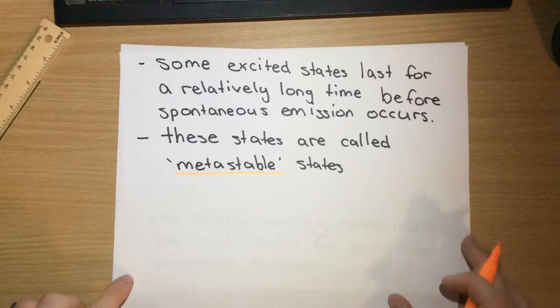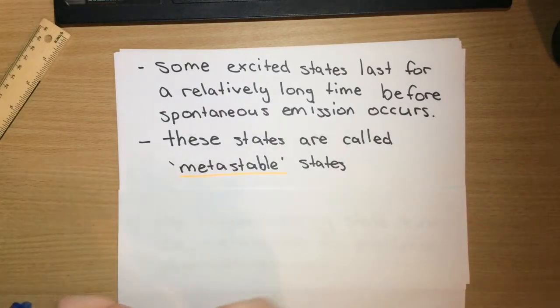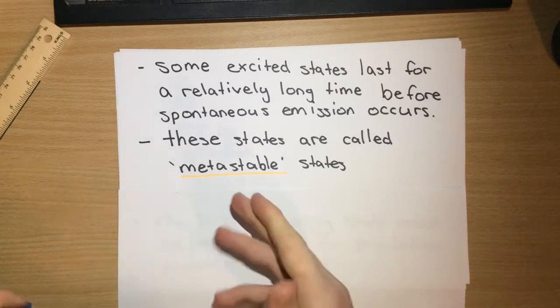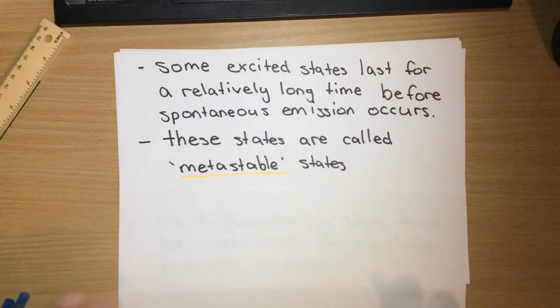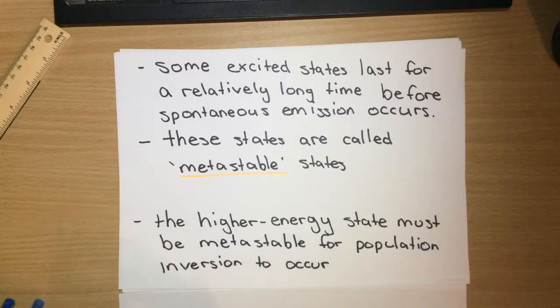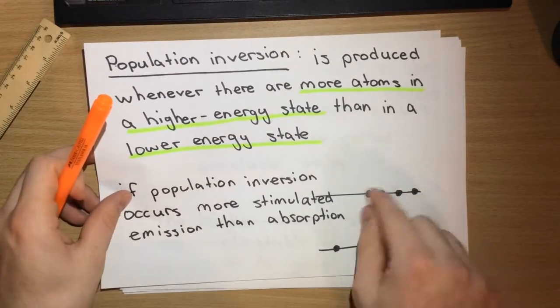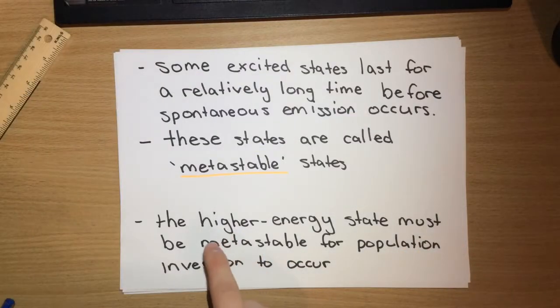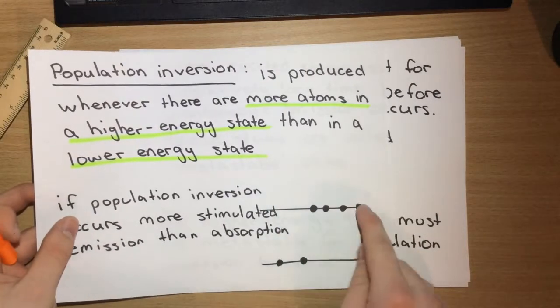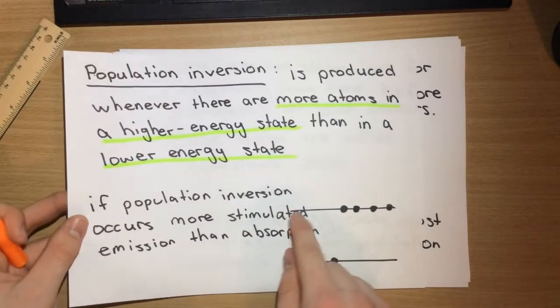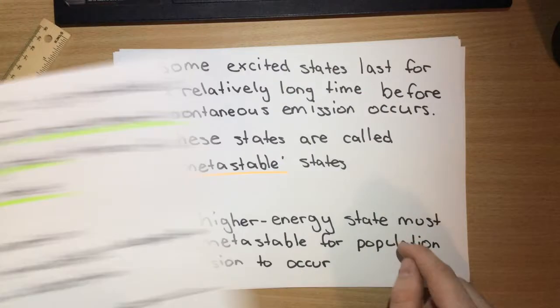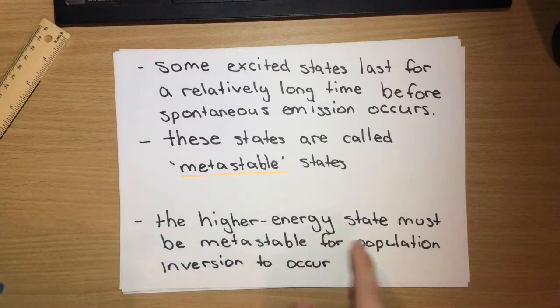Okay, stable, like its normal definition, just means it's going to last there for a long time. So we call those a metastable state. Now, going back to our population inversion, for us to get more electrons in the higher energy band, this band has to be metastable. The electrons that go into that band have to last there for a long time. So the higher energy state must be metastable for population inversion to occur. Okay, so that's really important, and I'd like you to take these notes down.